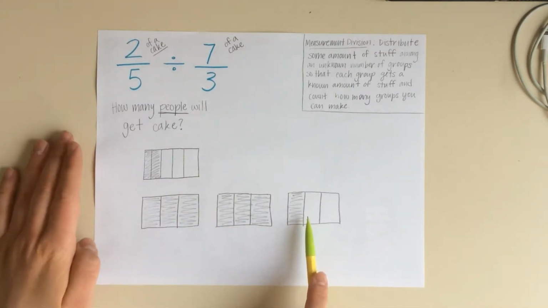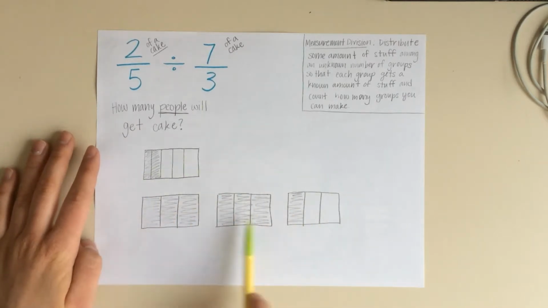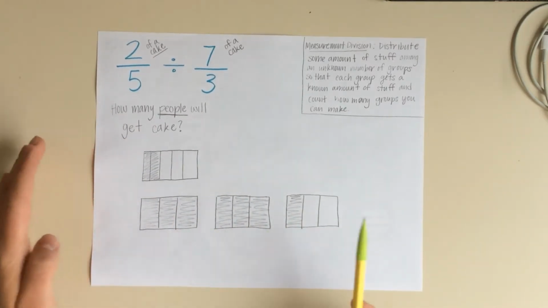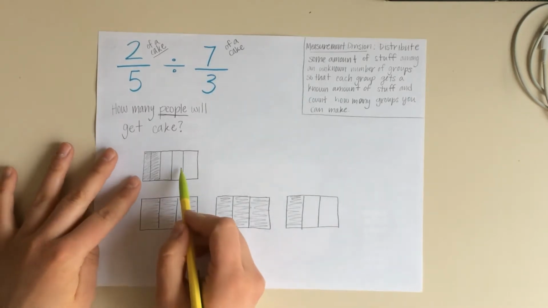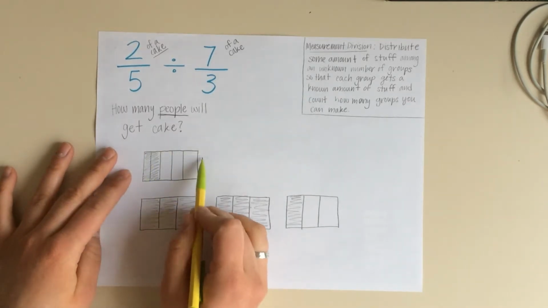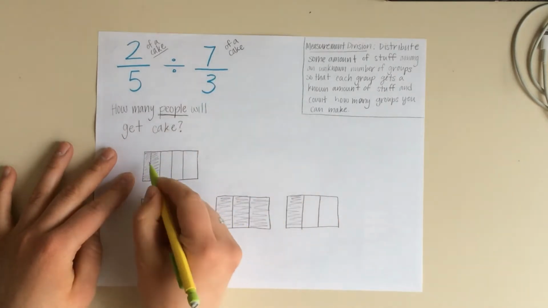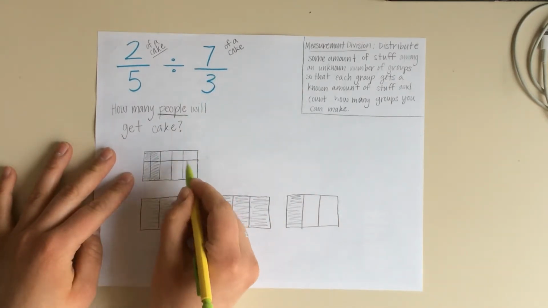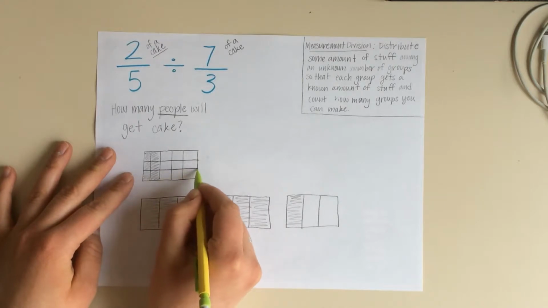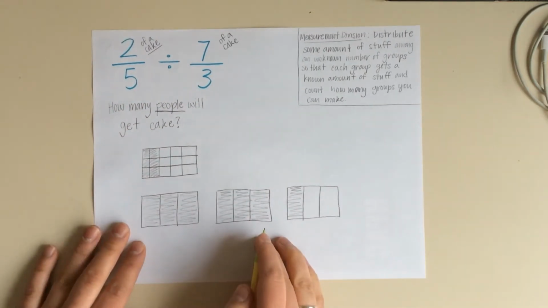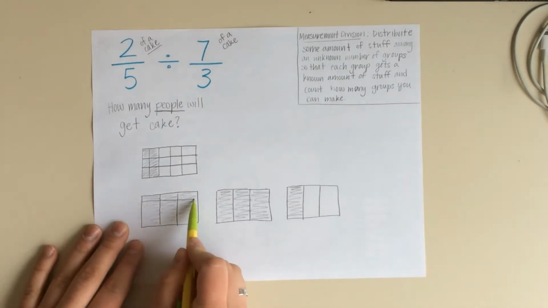So next what we want to do is divide these pieces so that all of our pieces are equal sized. So first we're going to divide our 2/5 and cut it into thirds. So we'll cut it the opposite way that we cut our fifths. And then we'll take our thirds and we'll cut those into fifths.